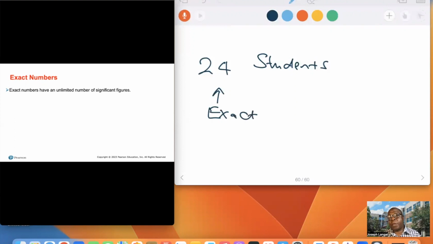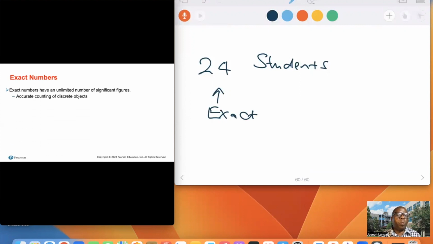We cannot have a fraction of a student. It doesn't work. They have to be exact and have unlimited significant figures. So if you are given a number, you have to use critical thinking, whether it has to do with counting, then that's going to be an unlimited number of significant figures.